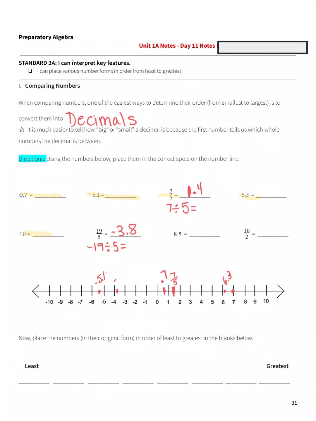This was originally in fraction form, so I'm going to write the fraction there, negative 19/5. Next one, negative 8 and 5/10. This is already in decimal form, so I can go ahead and just add it to the number line. We find negative 8, and now we know it's between negative 8 and negative 9 because it's a little bit more negative than negative 8.